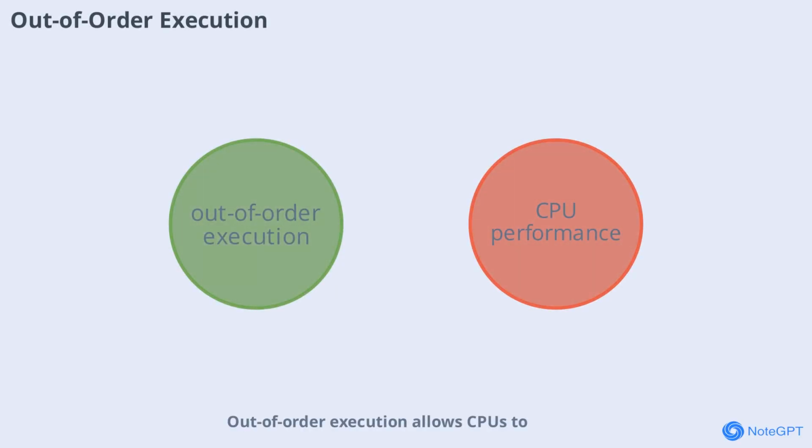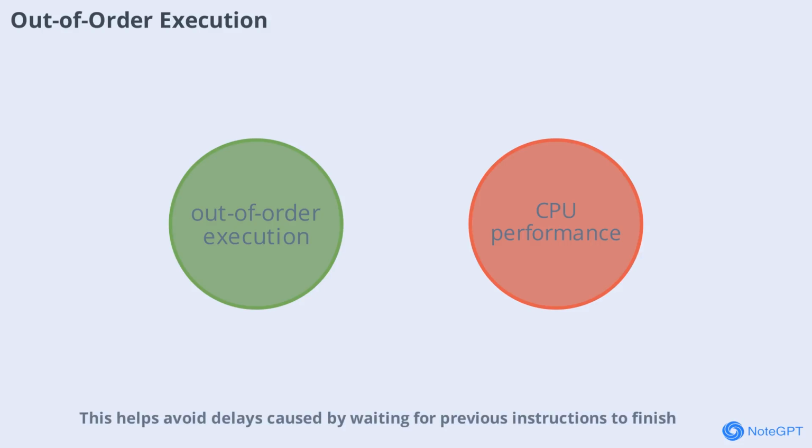Out-of-order execution allows CPUs to process instructions as resources become available, rather than strictly following program order. This helps avoid delays caused by waiting for previous instructions to finish, making better use of the CPU's capabilities. Out-of-order execution is a hallmark of high-performance processors.